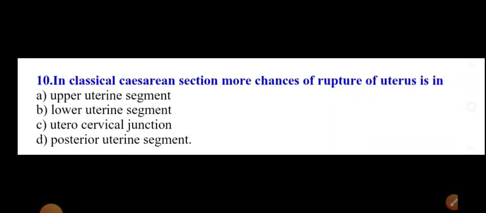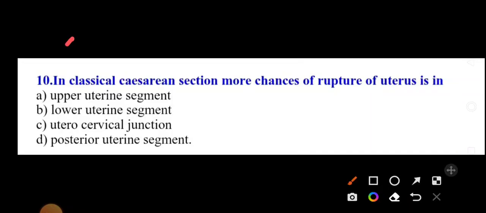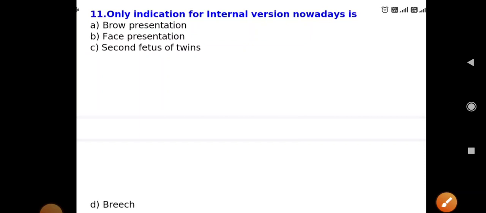In classical caesarean section, more chances of rupture of uterus is in upper uterine segment, lower uterine segment, uterocervical junction, or posterior uterine segment. So guys, please think before answering the question. So the best answer here is upper uterine segment has more chances of rupture of uterus.